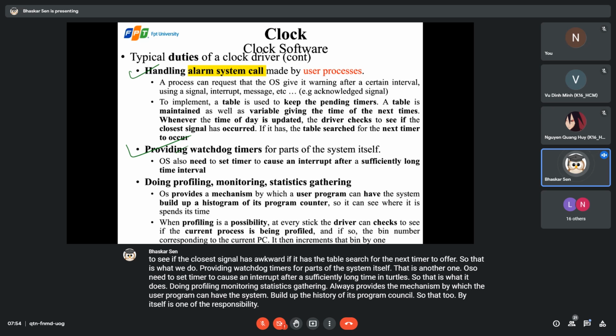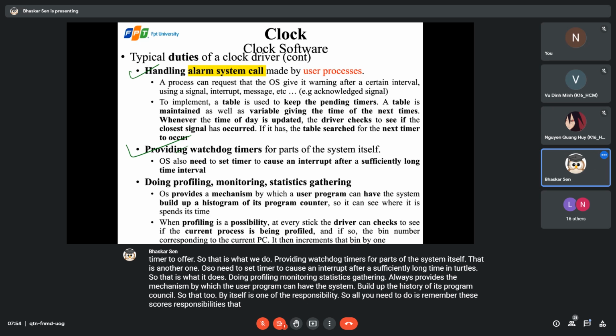So all you need to do is to remember these core responsibilities that they are mentioning right here.